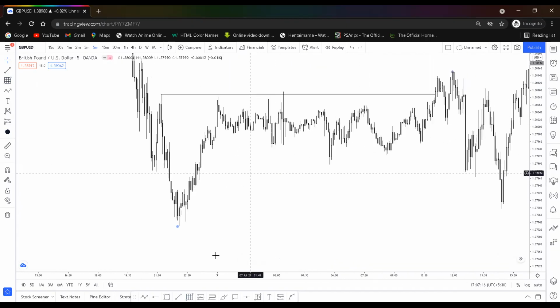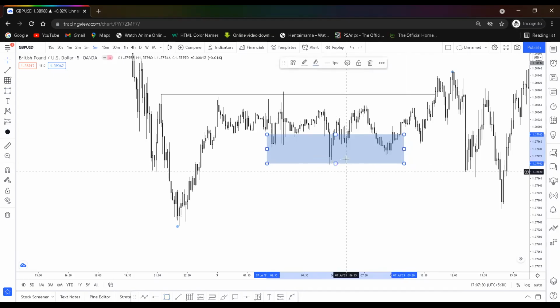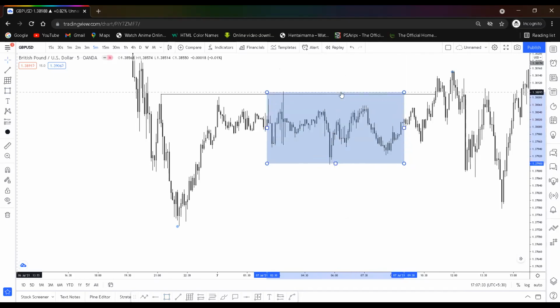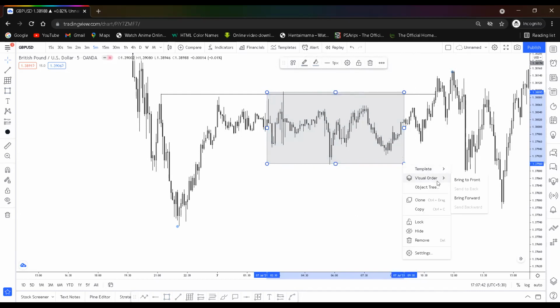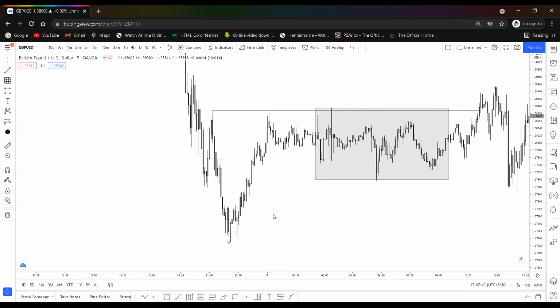I told you, this is the Asian range. For me, the Asian range starts at 2:30 a.m. and ends at 9:30 a.m., right here. Now this is the Asian range. And what you should know is that the Asian range itself is an inducement, because the Asian range is accumulating, all of those things.